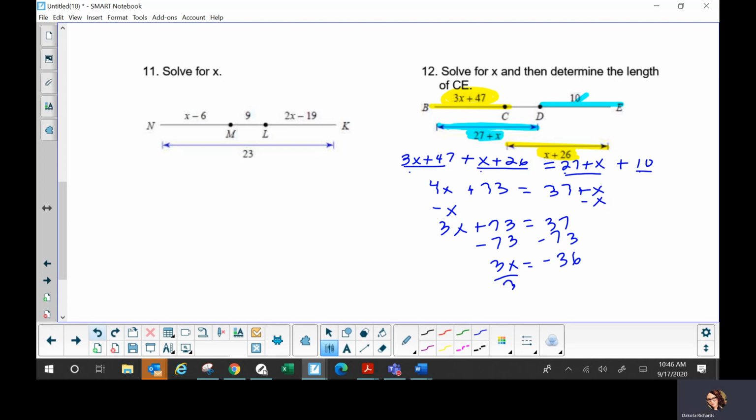So divide by 3. Just go with it. We're going to get a negative. x is negative 12. That's okay. We're just talking about x, not the actual length. When you go back and plug in x, you can get the actual length. So it asks you to find the length of CE.